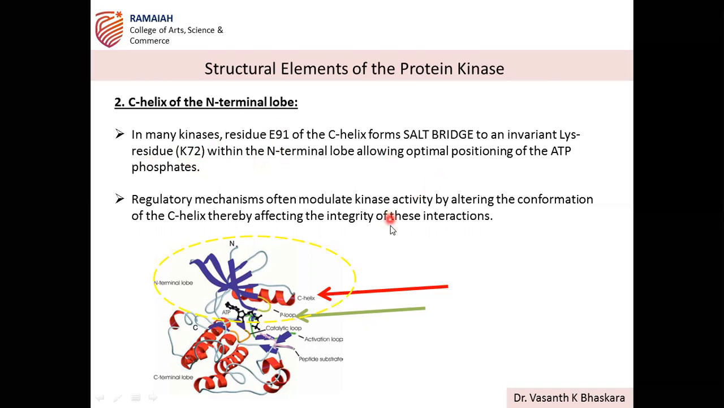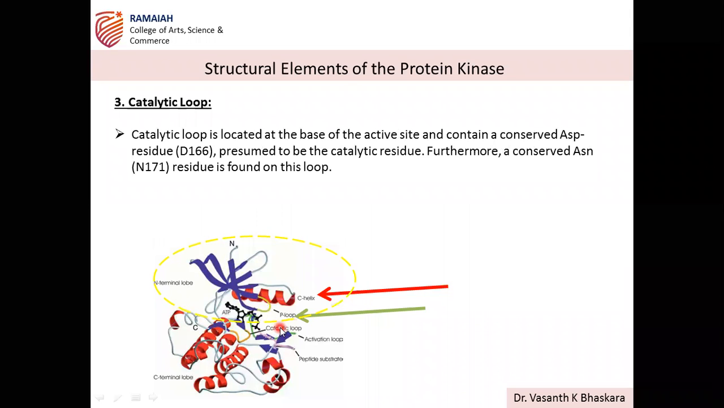So the regulatory mechanism is again plus and minus, whether the kinase activity is needed or not. Those functions are responsible for modulating the kinase activity by altering the conformation of the C helix. So the C helix mainly has regulatory functions by which it can control the activity of the protein kinase. That is the function of the C helix. Understood? So next one is the catalytic loop.